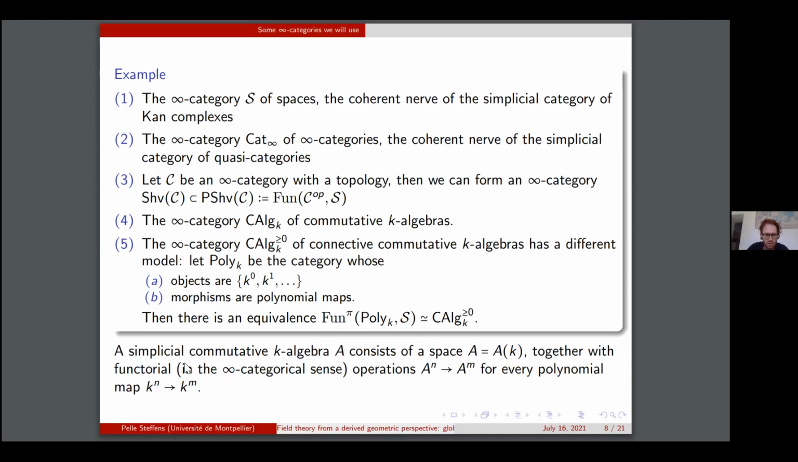And if you do this, say, not for spaces, but for sets, it's very easy to see that to get these operations, you precisely need a commutative K algebra structure on A. In the infinity categorical sense, it's a monadicity argument, but it holds true nevertheless. Okay, so we have our setup.